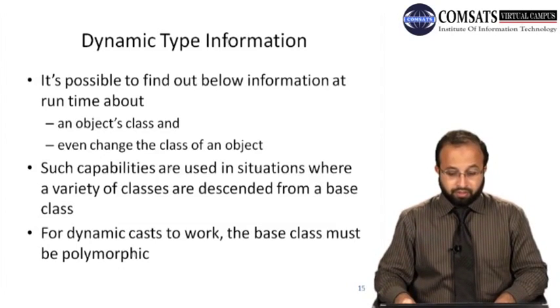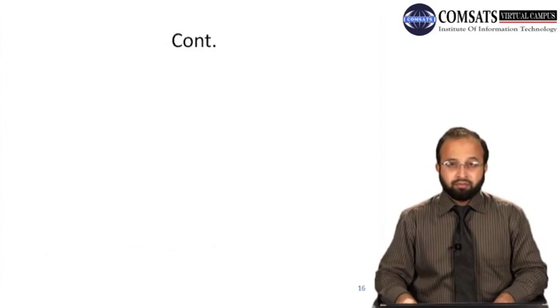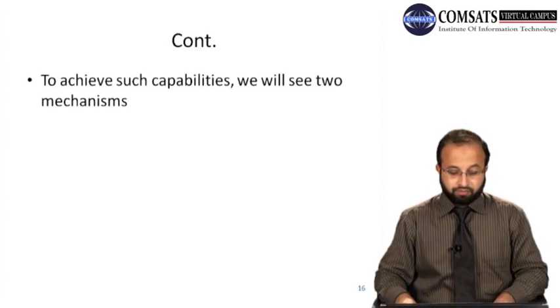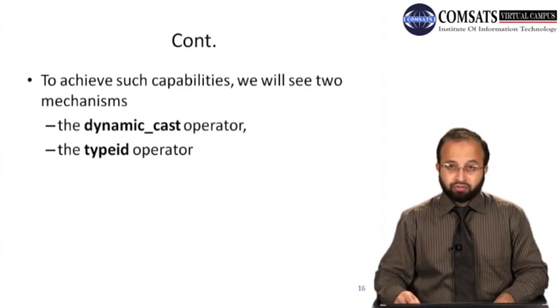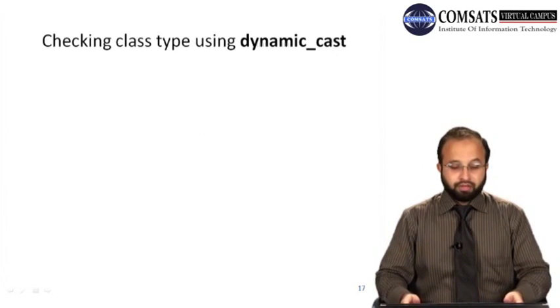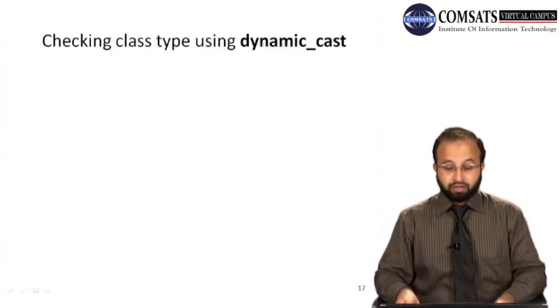So to achieve such capabilities, we will see two mechanisms. And what are those two mechanisms? The first one is the dynamic cast operator. The second one is typeid. We will see the details of these two operators, and we will see programs showing how to use these operators in our programs. Now let's see the class type of an object using dynamic cast, how we can use the dynamic cast operator.